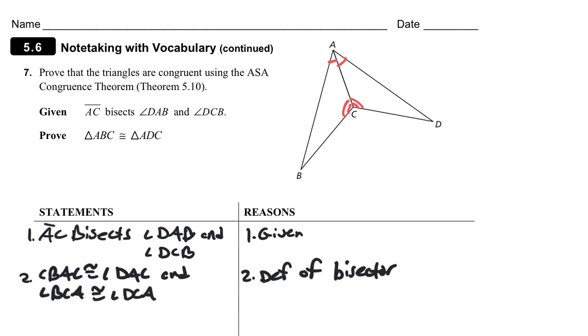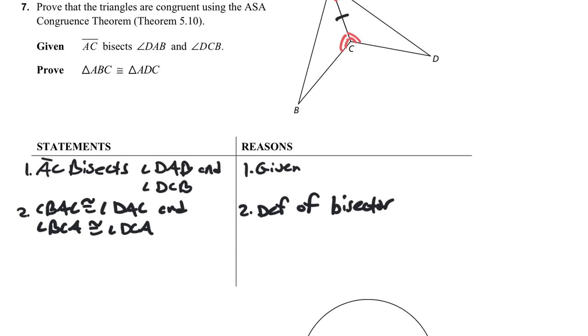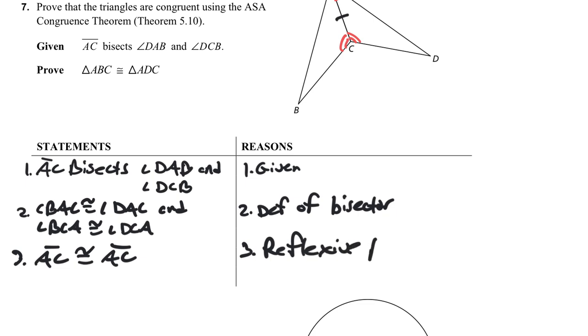Now I can say that AC is congruent to itself. I'm going to zoom up here now. So my third thing is I might say AC is congruent to AC because of the reflexive property. Now I'm not using the symmetric property. So maybe instead of saying AC is congruent to AC, I should say something like AC is congruent to CA. I'm not really worried about that.